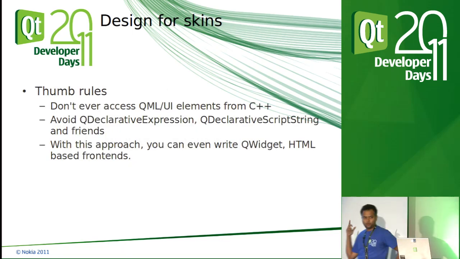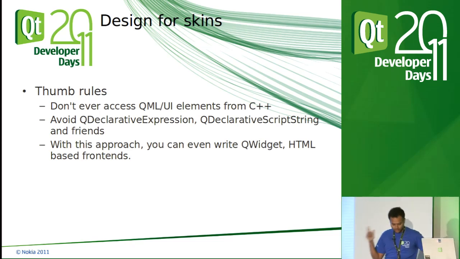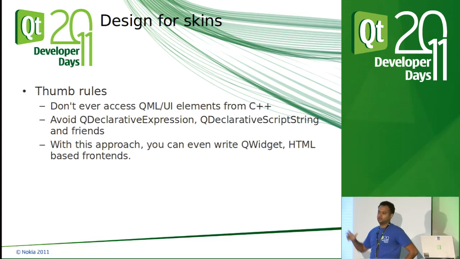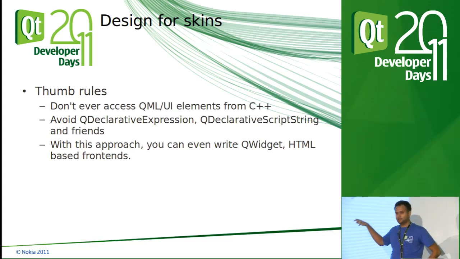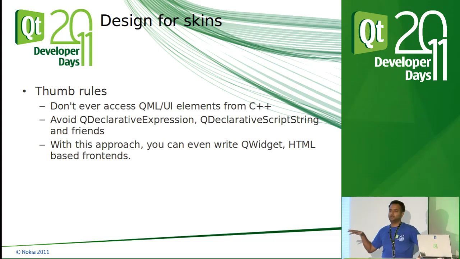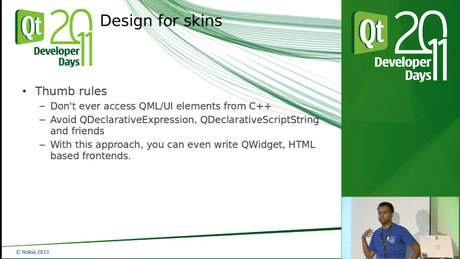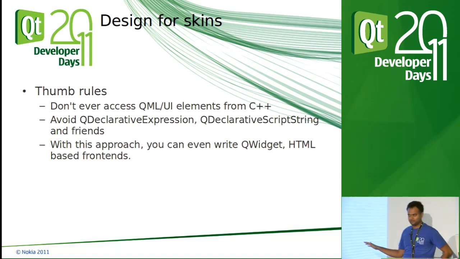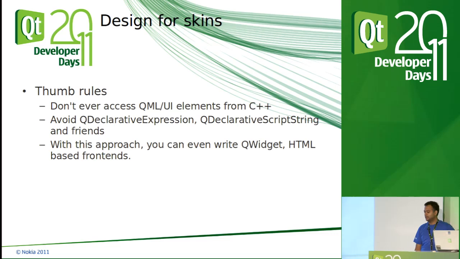So I just wanted to go over the rules of thumb of this pattern. Don't ever access QML and UI stuff from C++. There are lots of classes like QDeclarativeExpression, QDeclarativeScriptString. The only reason you will ever need to use them is when you are doing some sort of UI automation and testing. Otherwise, just don't touch these classes.